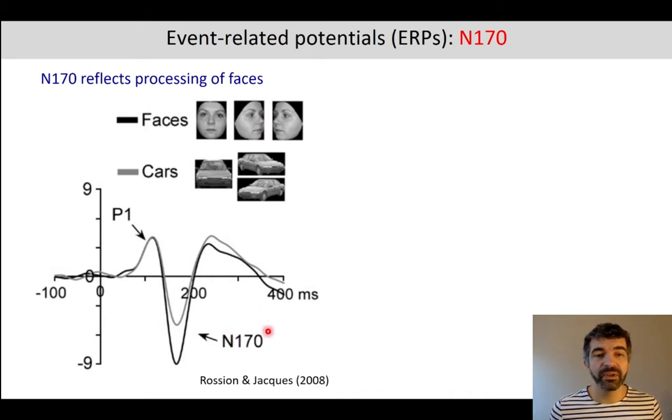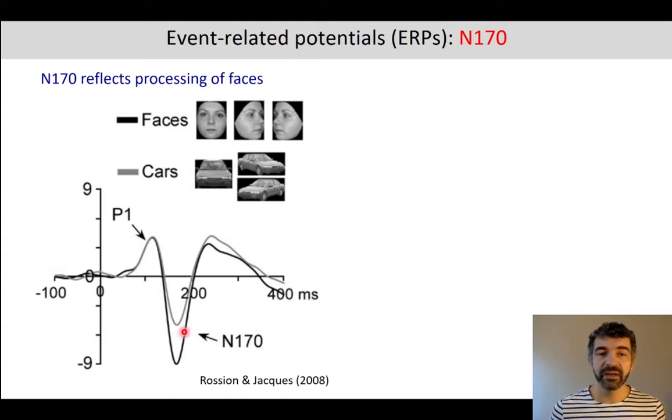And what the researchers observed was a distinct ERP pattern at around 170 milliseconds here, and that's why they named it N170. So there's different ways of naming ERP components. The P1 is the first positive deflection, N1 is the first negative deflection, but sometimes they're also named after the latency. So the N170 is called that way because it is maximum at around 170 milliseconds.